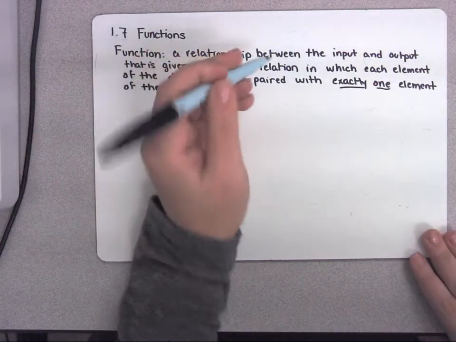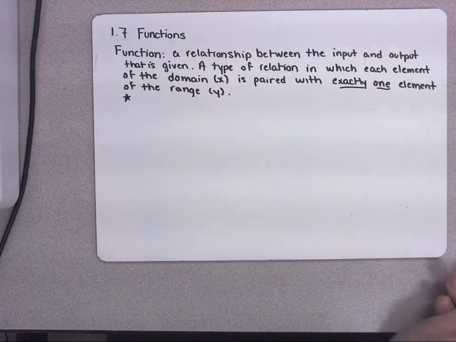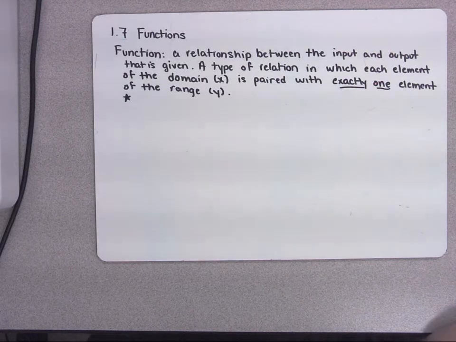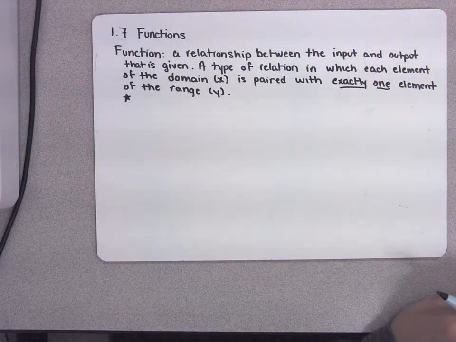Okay, what that really means, that last sentence, little star for information. When I give you stars, it's usually really important information, stuff to know. Okay, what that means is the statement in which each element in the domain is paired with exactly one element of the range.